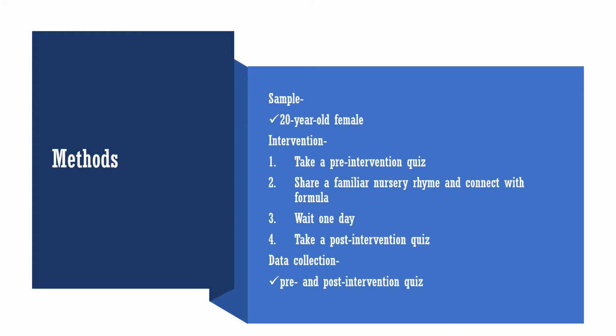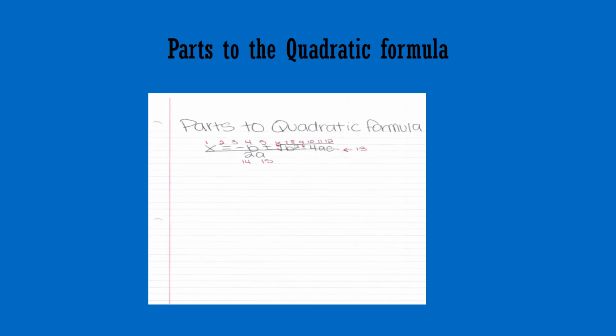For the data collection, I will ask them to take a pre-intervention quiz and a post-intervention quiz. Each quiz has 15 parts. It's only one question, but it has 15 parts. They will write down their answer on a blank piece of notebook paper, and they have 5 minutes to complete the quiz. Then the quiz will be handed over to me, where I will grade it, and they won't be shown their full results until they completed the post-intervention quiz.